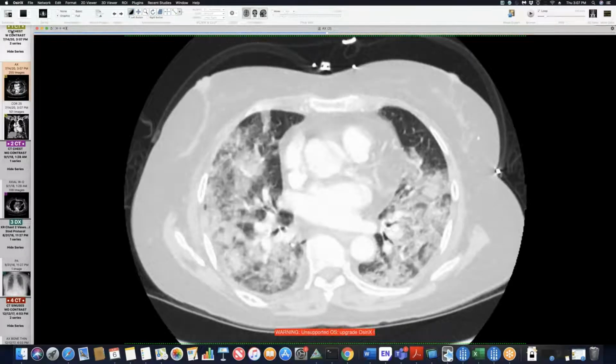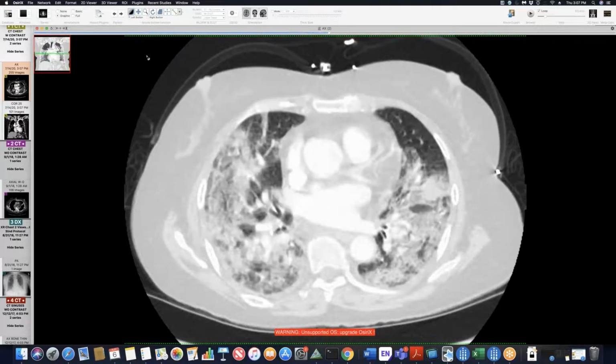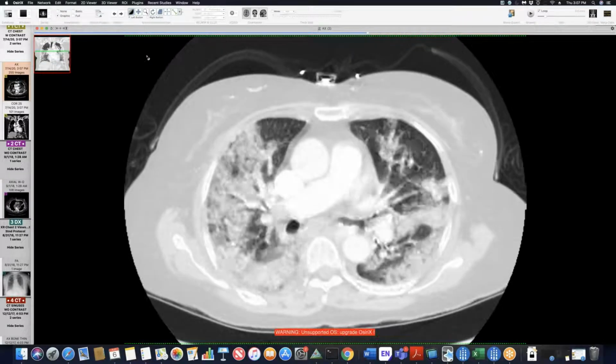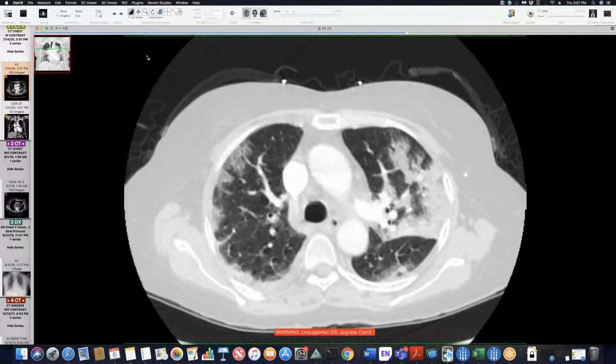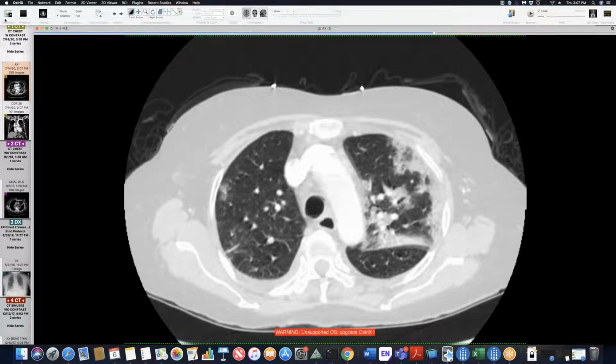But Peter, were they on any immune suppression for their GPA? That's a good question, and I don't remember because I was preparing this case a few weeks ago. At some point they were, because it seems like all the nodules, the granulomas, resolved. Right. Yeah.